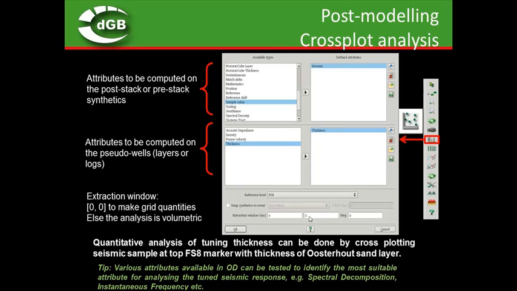If I want to do a volumetric crossplot analysis, I can define a non-zero extraction window here relative to the FSZ marker, for example. And this method can be extended to various attributes available in OpendTect to essentially identify the most suitable attribute for analyzing the tuned seismic response. For example, spectral decomposition or instantaneous frequency or anything else that suits your taste.